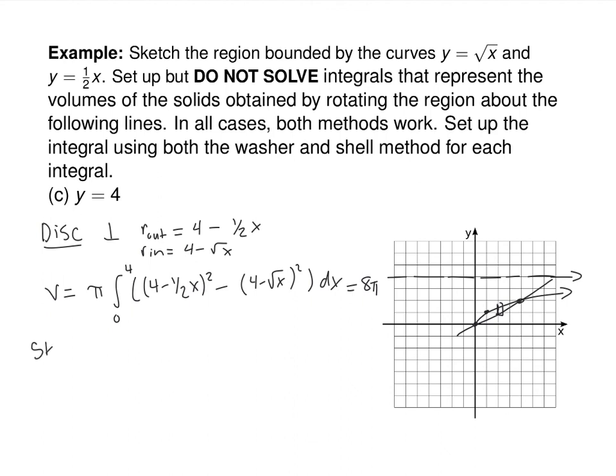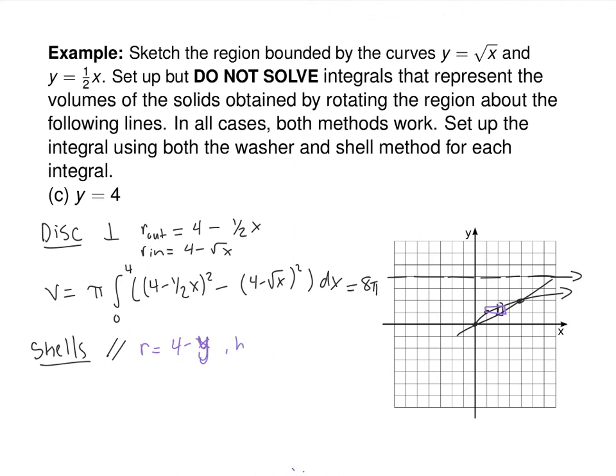Now for shells, we're slicing parallel. So just to see a different color, it looks like that. So your radius is going to be 4 minus x. That's the part that changes here. Wrong, not 4 minus x, it's going to be 4 minus y.